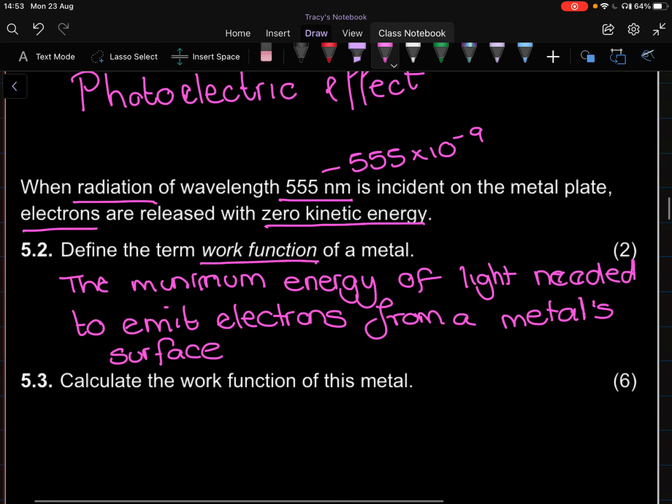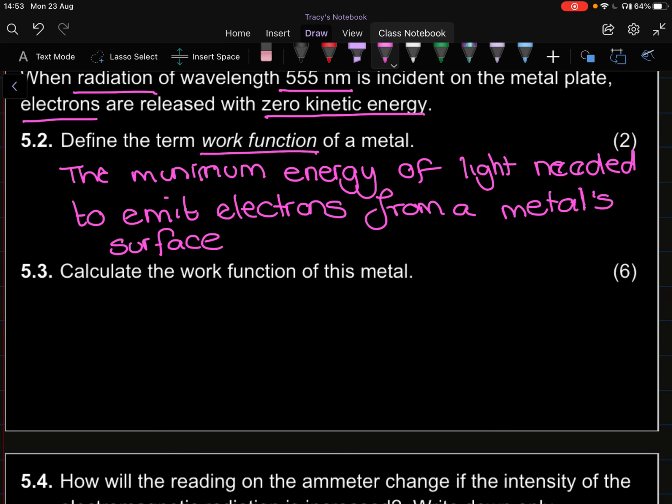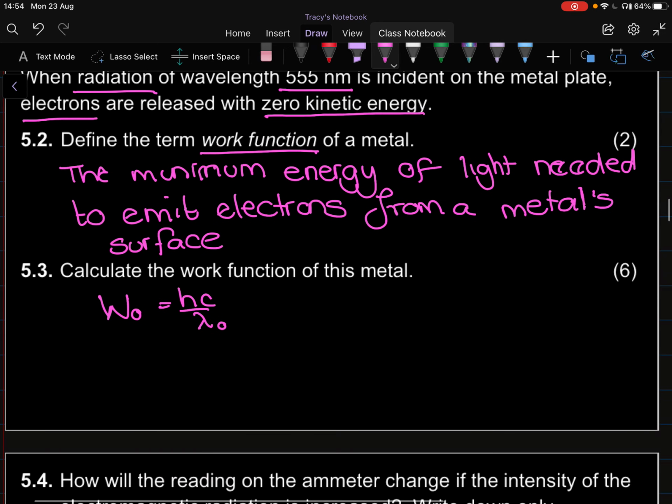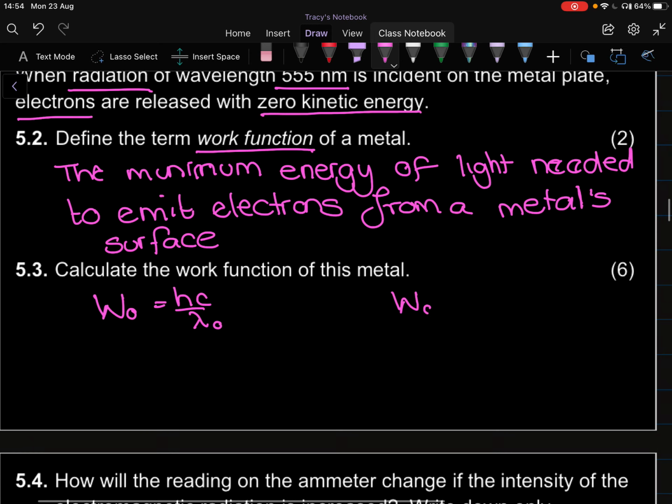Okay. Now they want the work function of this metal. Now it's worth 6 marks. It's quite an old question, this. It would never still be worth 6 marks, okay? Because work function is hc over lambda. And I'm using this one instead of this equation because I was given the wavelength. I was given the maximum wavelength.